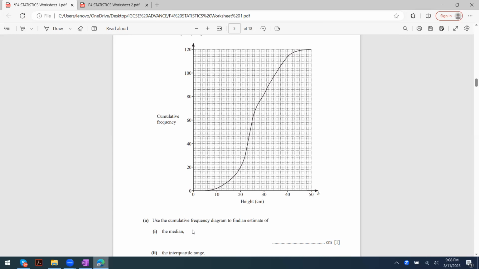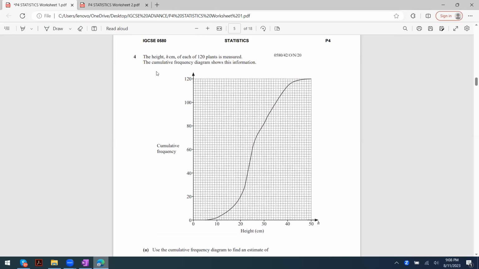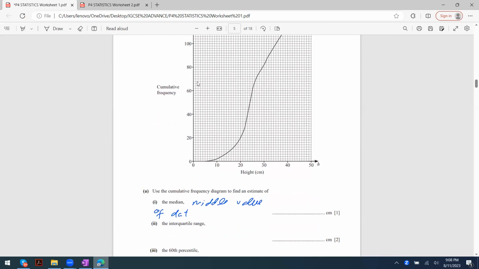No idea? No, sir. What is the median? The median is the middle value of the data. How much data do we have? How many plants? We have 120 plants.